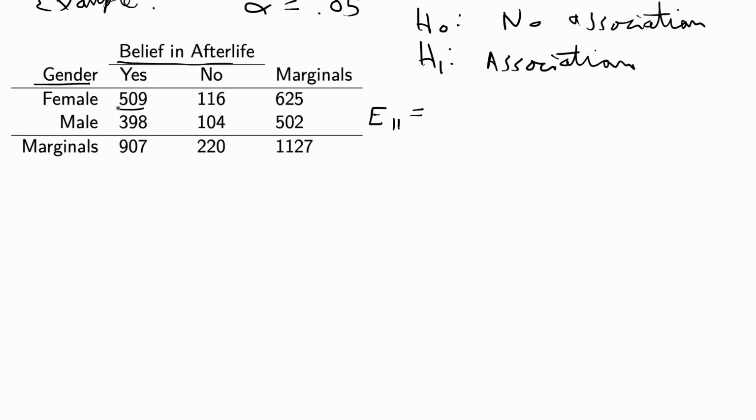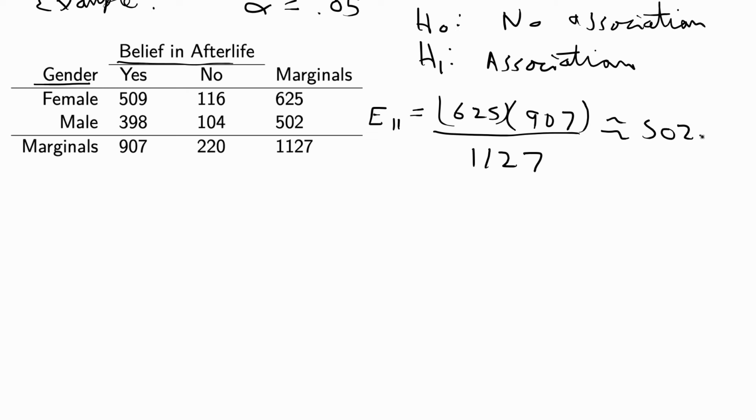So for E11, the row sum is 625, so that's the total sum of being female, regardless of your belief in the afterlife. Then the column sum is going to be 907, and that's believing yes in the afterlife, regardless of gender, divided by the total sum, which is 1127. And so that's the total sample size. So that would be the expected frequency count for female yes, and that's approximately equal to 502.99. And then I have to calculate that for the 3 other expected frequency counts.